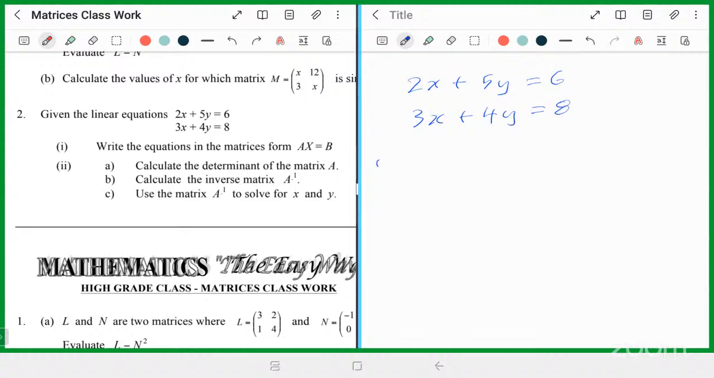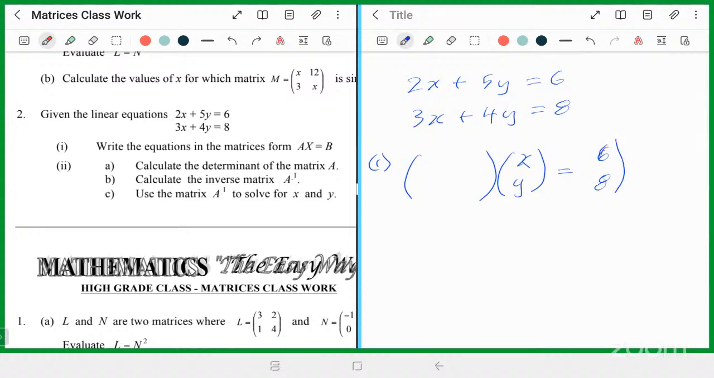And so part 1 as a matrices equation, it becomes a 2 by 2 matrix times a column matrix xy. And that's why you have to check that you have the x value followed by the y value. See? X value then the y value. And that will be equal to a matrix 6, 8 on the right side.